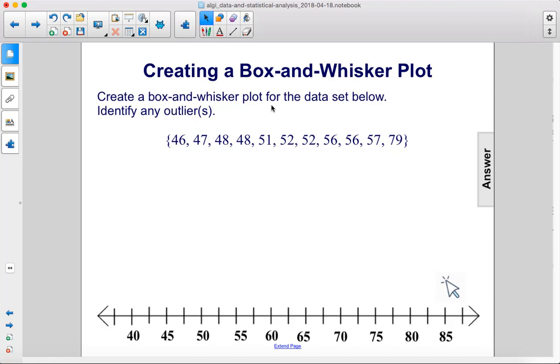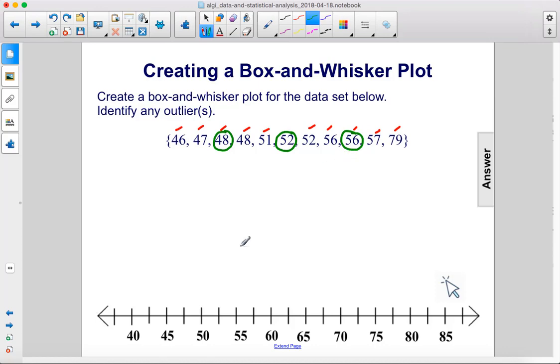Create a box and whisker plot for the data set below. Identify any outliers. Alright, so we have to find the median. To do that, we'll work from the edges in. So we have not that one, not that one. Alright, so we have our median of 52. Now we have to find the median here, and there's 1, 2, 3, 4, 5. So we see our lower quartile is 48, and our upper quartile is 56. So we have our lower extreme of 46 and our upper extreme of 79.